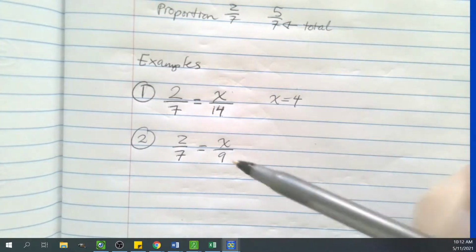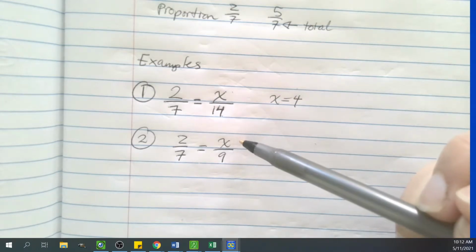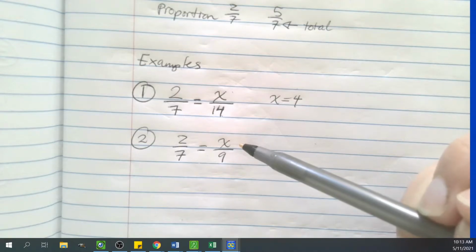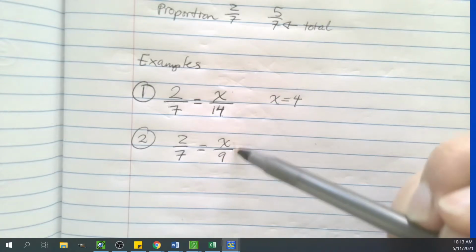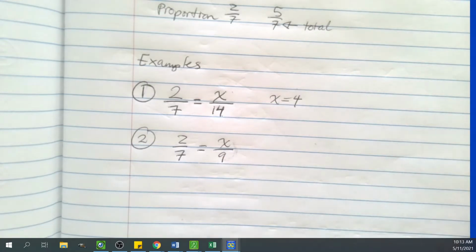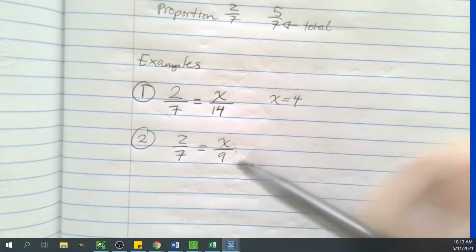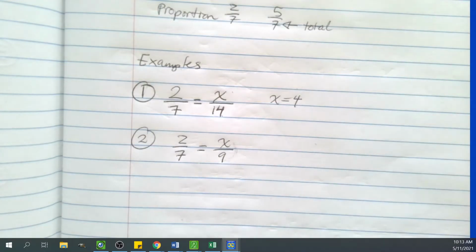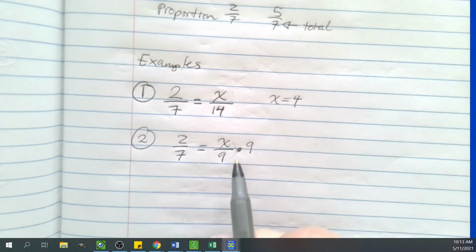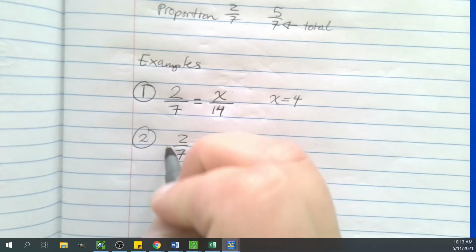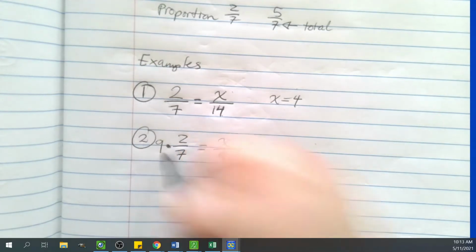Oscar, what's happening with the x right now? Is it adding, subtracting, multiplying, or dividing? What's happening to it? Multiply. What's this mean? Dividing. What's the opposite of division? So how could I get rid of that 9? Multiply both sides by 9. I want to see a multiply sign, not an x. Do not use x as multiply. You're not allowed to use that ever again.